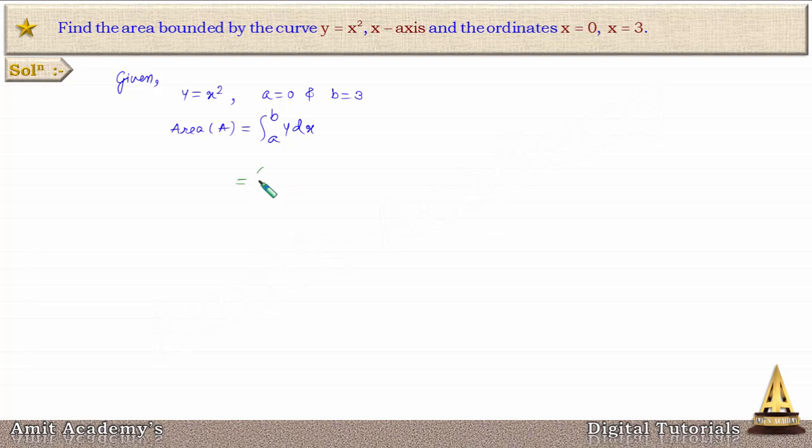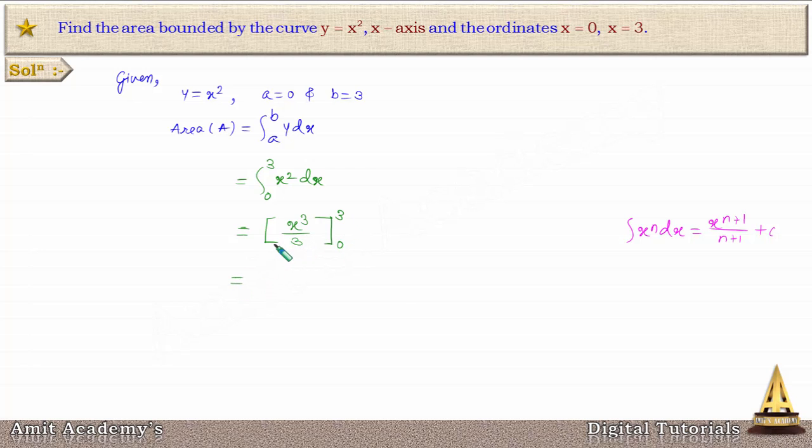So A equals integration from 0 to 3, y is x squared, dx. Here we can use the formula of x raised to n: integration of x raised to n dx is equal to x raised to n plus 1 upon n plus 1, plus c. Here n is 2, so as per this formula, I can write x cubed by 3, and the limits are from 0 to 3.